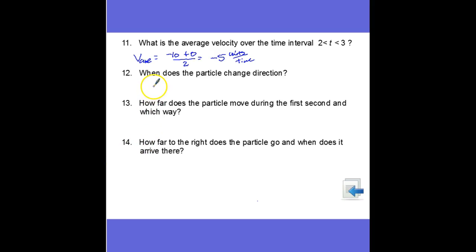In number 12, they ask, when does the particle change direction? And that happens when the velocity changes sign. So when the velocity goes from positive to negative or from negative to positive, then the particle is changing directions from left to right or right to left.